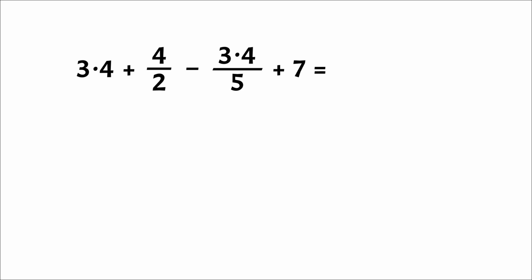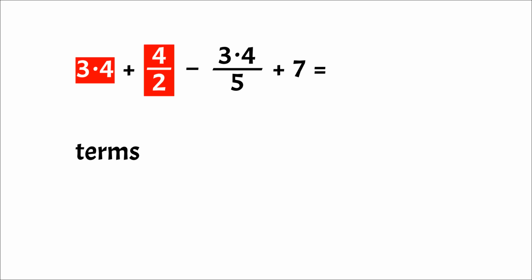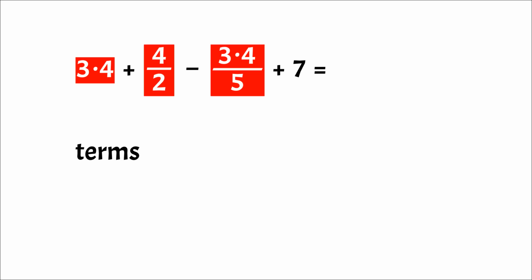Let's learn the structure of a simple mathematical equation. But first, some vocabulary. This expression consists of 4 terms. Terms? Well, here the terms are 3 times 4, 4 divided by 2, 3 times 4 divided by 5, and 7.